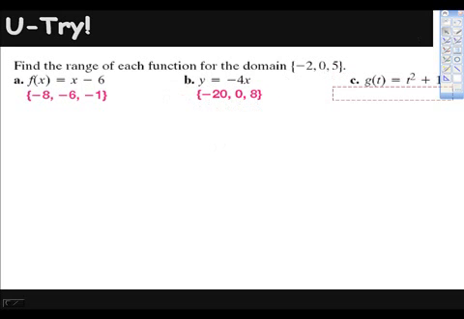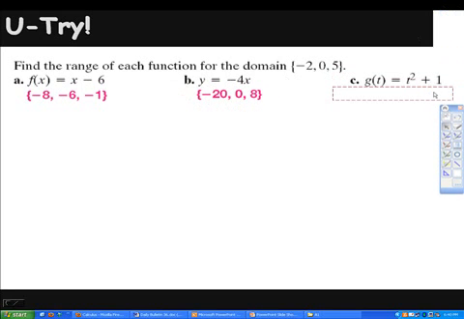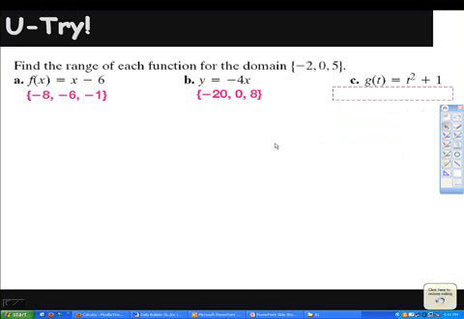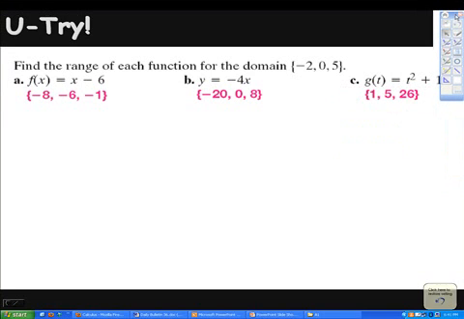And the last function we're going to deal with here is t squared plus 1. So I put -2 in for t. That gives me 4 plus 1 is 5. I put in 0 for t. I get 0 plus 1 is 1. And then I put in 5. I get 25 plus 1 is 26. So they're probably going to list it as 1, 5, and 26. 5, 1, and 26 is the order I got them in, but they'll probably list it in increasing order. Either way is fine. It's just a set of values when we list that.